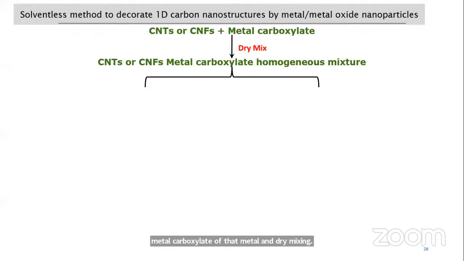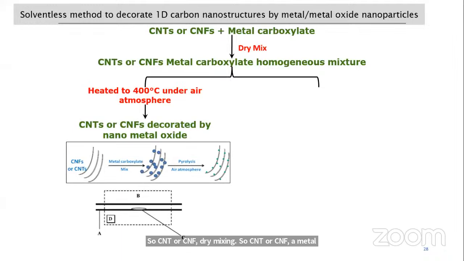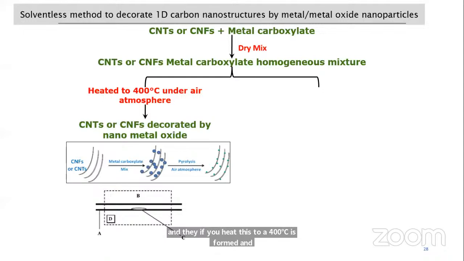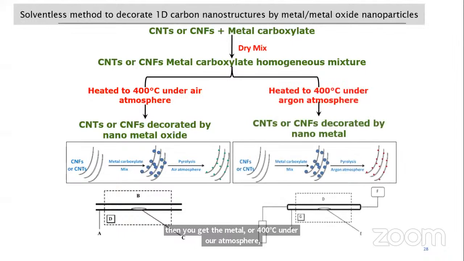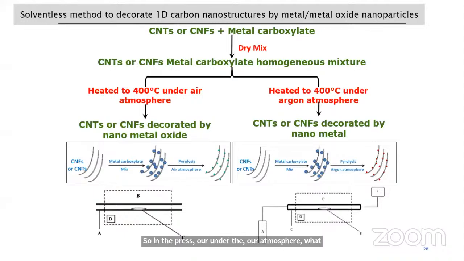A homogeneous mixture of CNT or CNF and metal carboxylate is formed, and if you heat this to 400 degrees Celsius under an air atmosphere, then you get nano metal oxide decorated CNT or CNF. In case you heat this to 400 degrees Celsius in the presence of an argon atmosphere, no oxygen will be available. Hence, the CNT and CNF will be decorated by the nano metal.